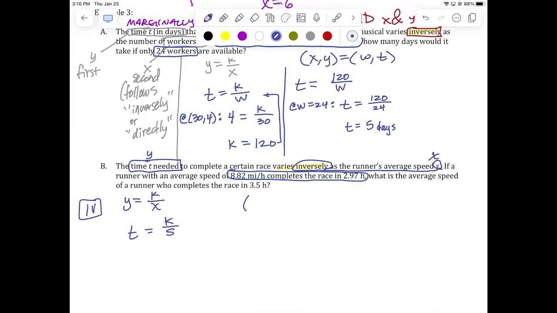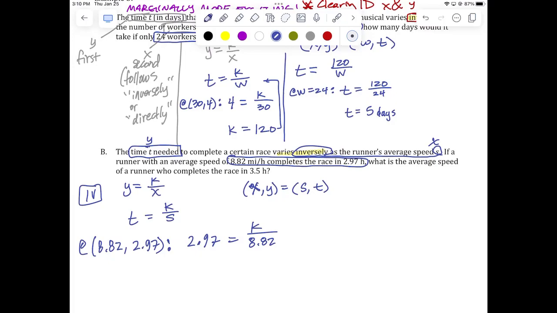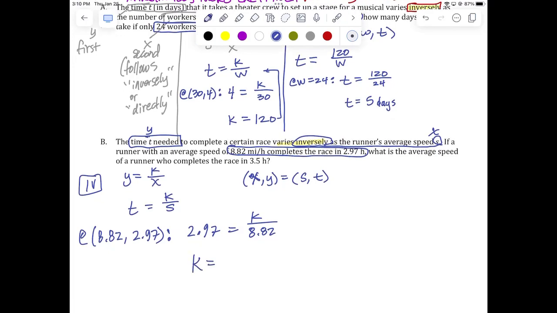They tell us that at a speed of 8.82, so at 8.82, comma 2.97, and again, that's x comma y. x comma y is going to be s comma t. So make sure you're listing it in the right order. We plug in and we get the time, which is 2.97 hours, equals k over the speed, which was 8.82 miles per hour. Now, how do we solve for k here? We just got to clear out the denominator, right, by multiplying both sides by 8.82.